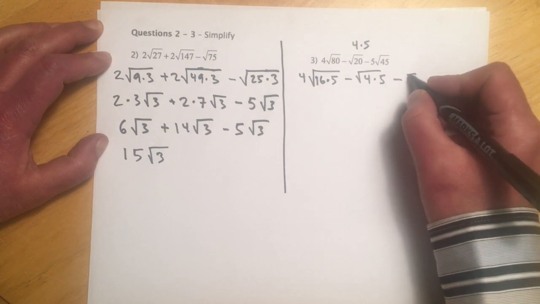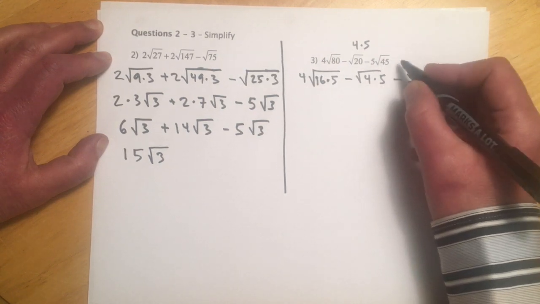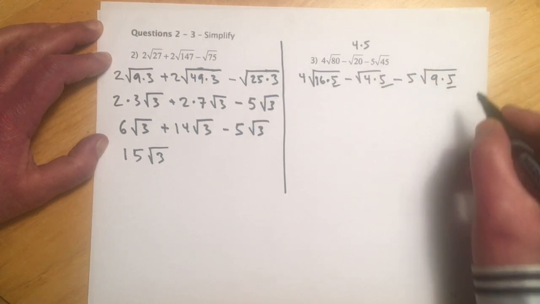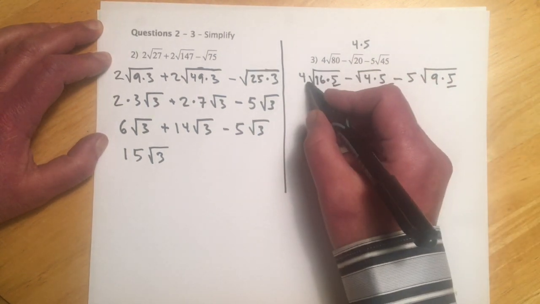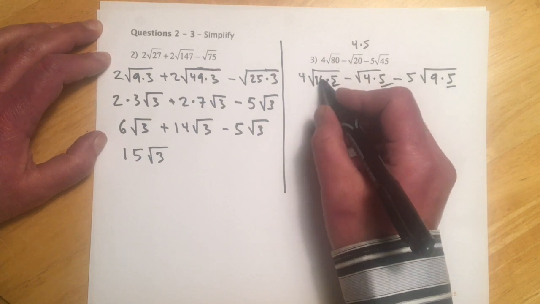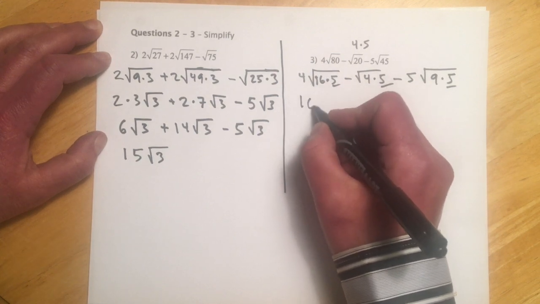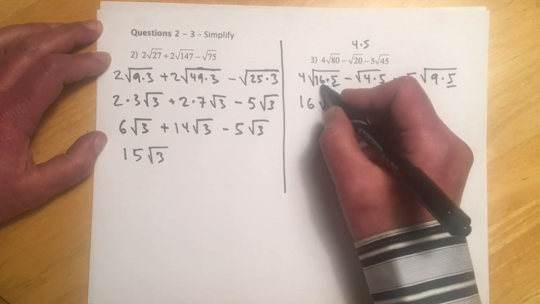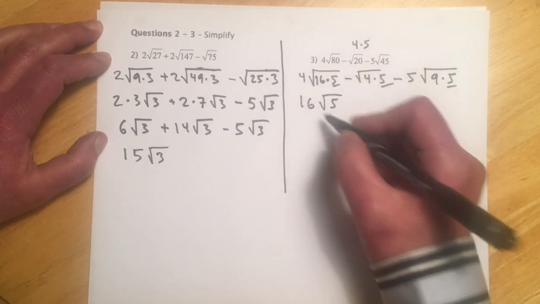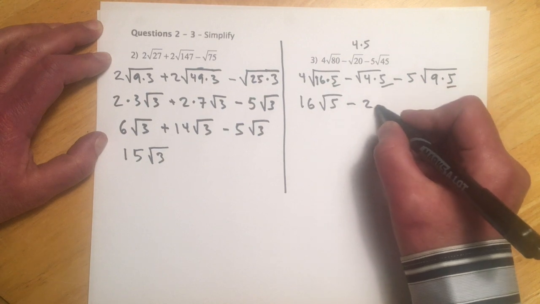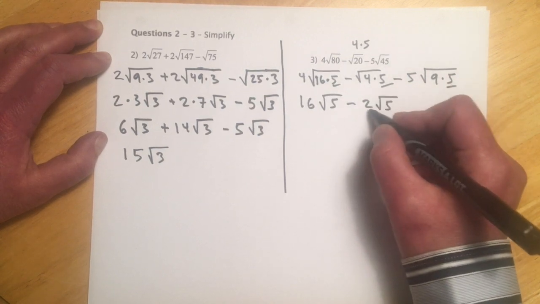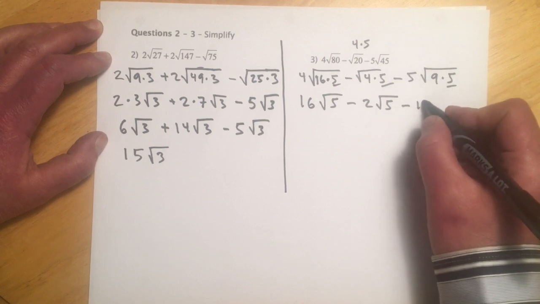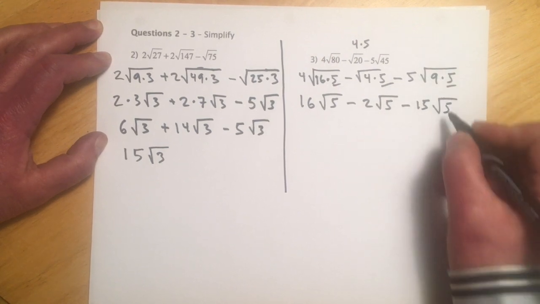5 minus 5 times, and then 45 would be 9 times 5. So you can kind of see we have these leftover 5s. So bringing the 16 out, maybe I'll do this all at once in this one. 4 times 4 would be 16 root 5. And that's because this is a 4 coming out, and 4 times that 4 makes 16. Minus 2 root 5. Square root 4 is 2. This comes out of 3. 3 times 5 would be minus 15 root 5.